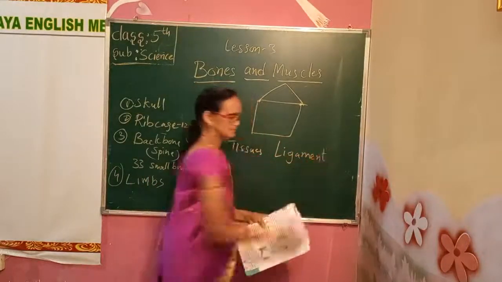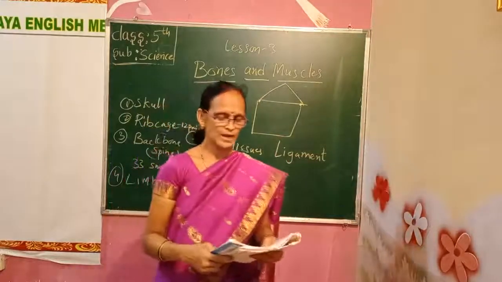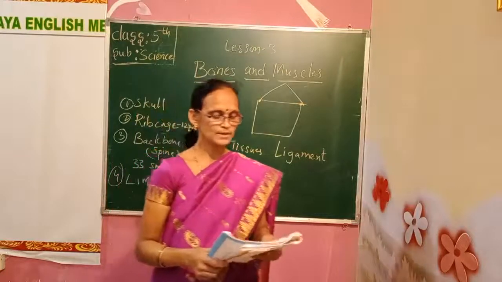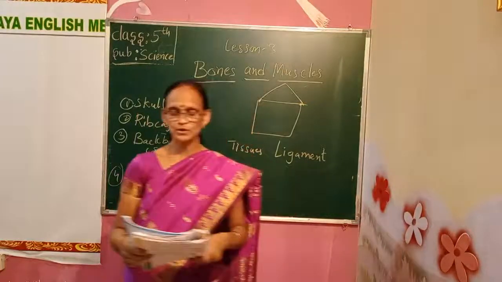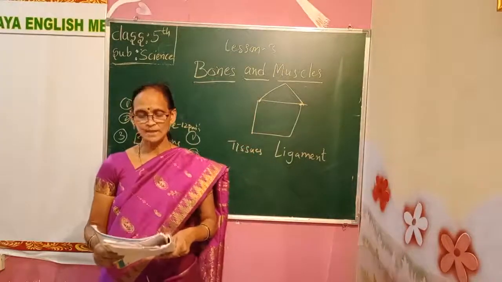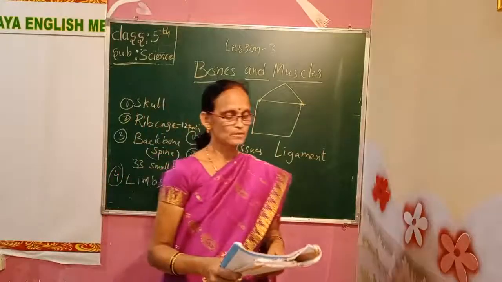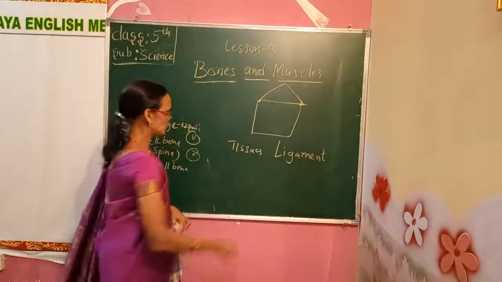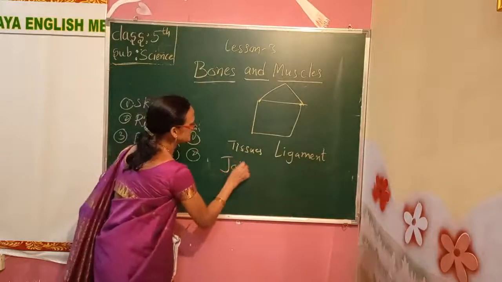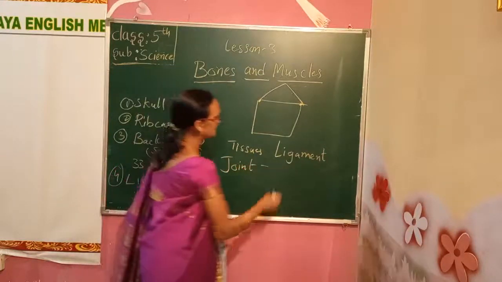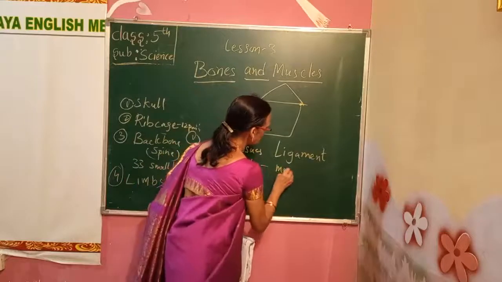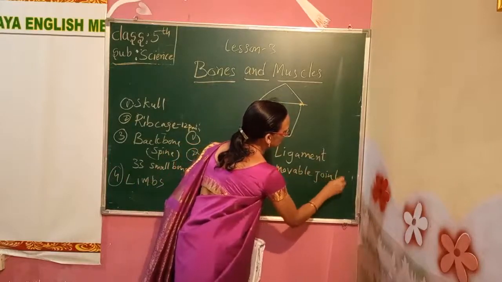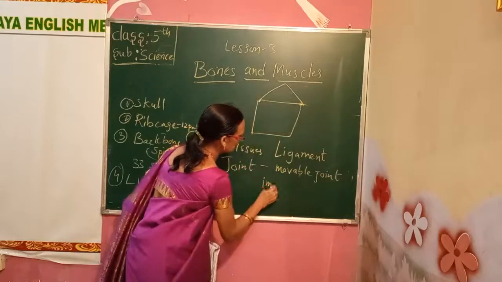Ligament. Got it? Our body has many joints. The joints that can move are called the movable joints, while the joints that cannot be moved are called the immovable joints. In these joints we have two types: one is the movable joint, and another one is the immovable joint.